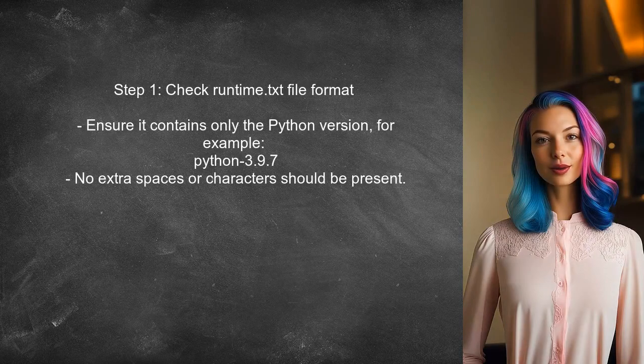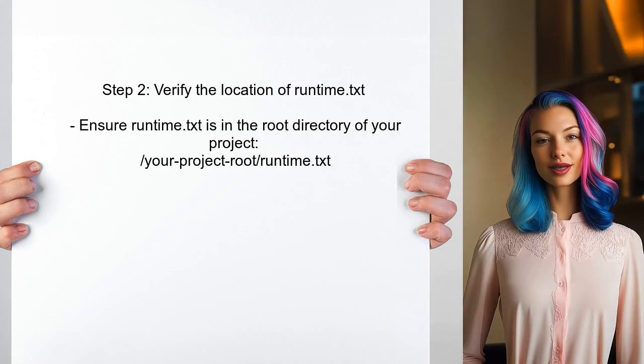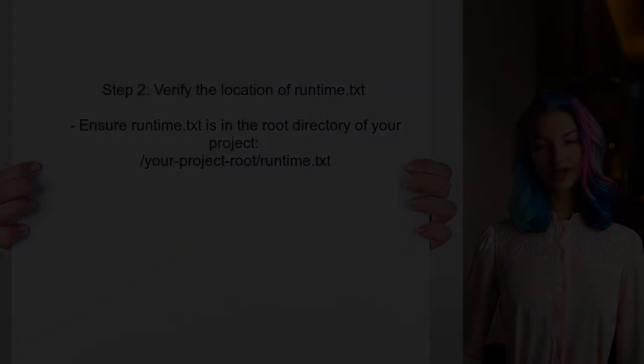To resolve the issue with Heroku not detecting the default language, the user should first ensure that the runtime.txt file is correctly formatted. This file should specify the Python version in a simple format. Next, the user should verify that the runtime.txt file is located in the root directory of the project. This is crucial for Heroku to detect it properly.